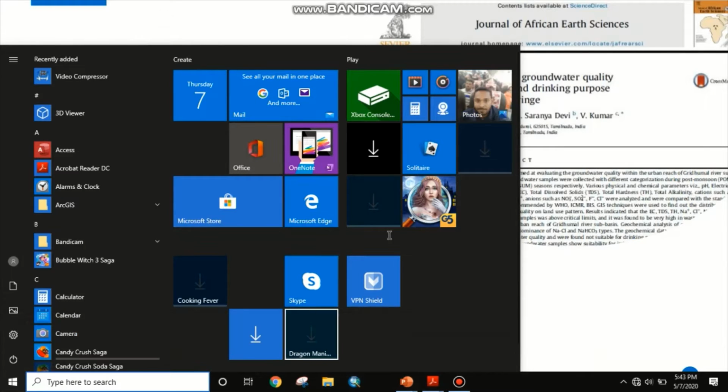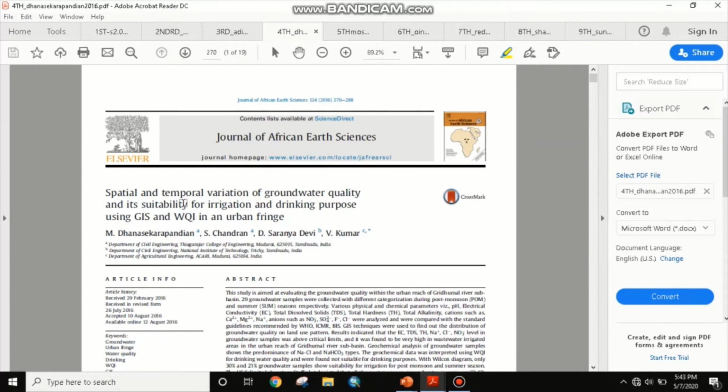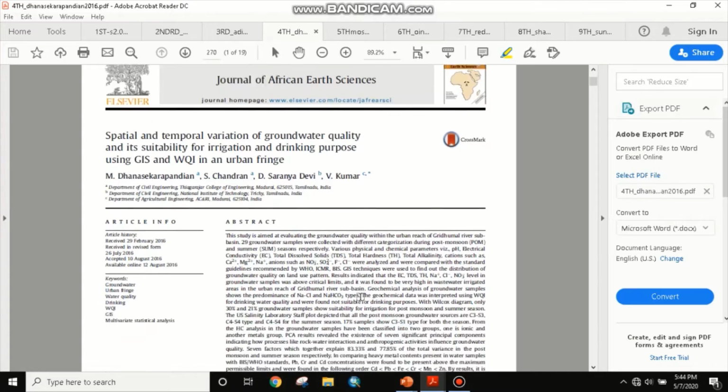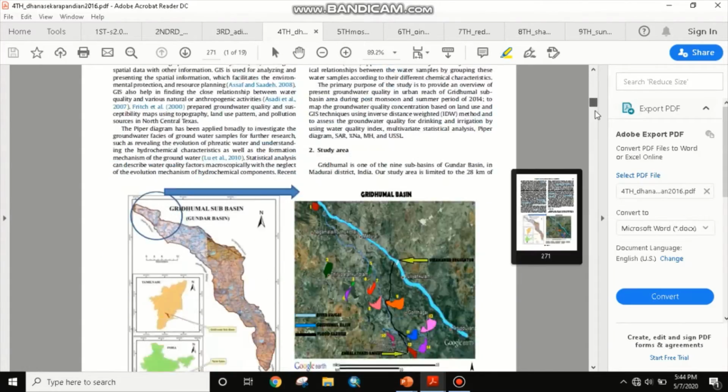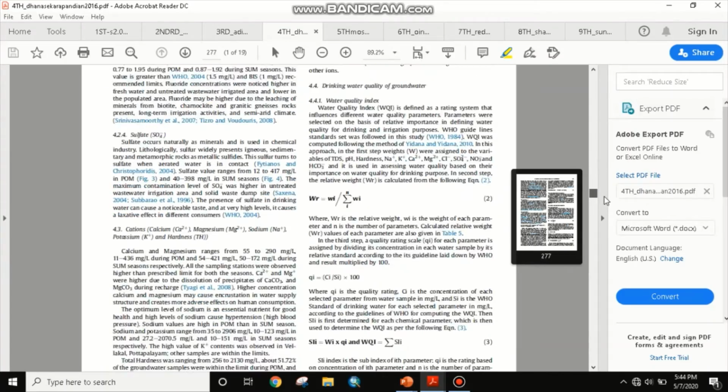So that is the 4th paper. The title is "Spatio-temporal variation of groundwater quality and suitability for irrigation and drinking purpose using GIS and water quality index in an urban fringe." The journal name is Journal of African Earth Sciences, an Elsevier publication. So let's have a look at this paper, the Wilcox section. We will go directly to that section.